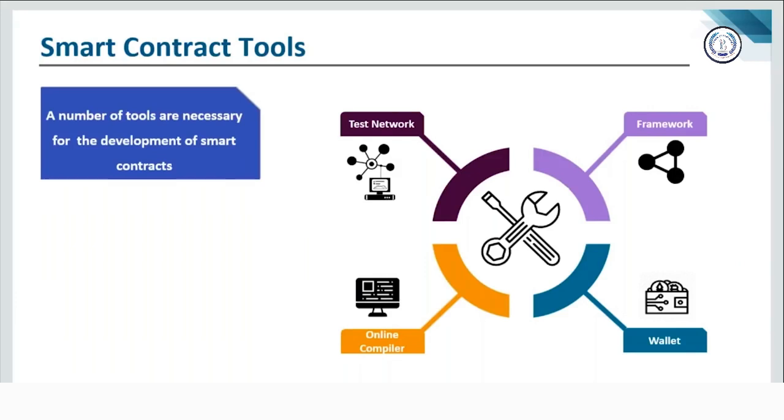Secondly, we need a framework which makes our lives as a developer much easier for deploying these contracts. Good examples of frameworks include Hyperledger Fabric and Truffle. We also need a compiler for our scripting language, but these can be easily replaced by online compilers like Remix and Composer Playground. Lastly, we need a test network to actually test our smart contracts on, as once they are deployed on a regular blockchain network, they become immutable.